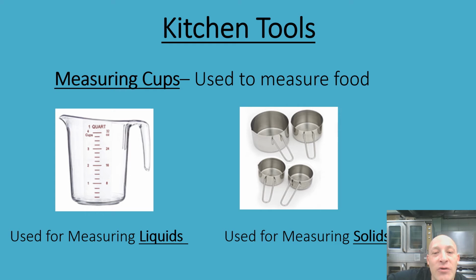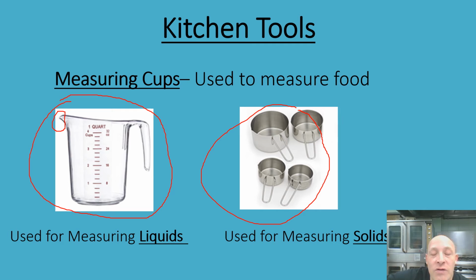These are called measuring cups. This is one of the things we use to measure with. If you notice that there's two types, this type measures liquids. If you notice, it has a handle and a spout where you can pour the liquids from. These are used to measure solid foods. So when you're measuring, it's important you use the right tool for the right food.